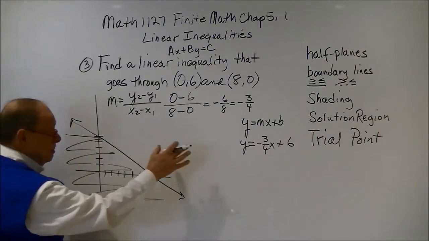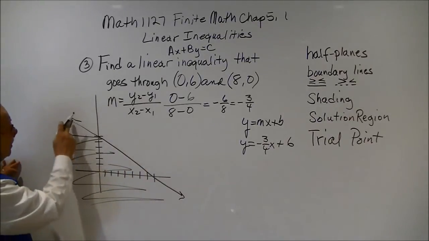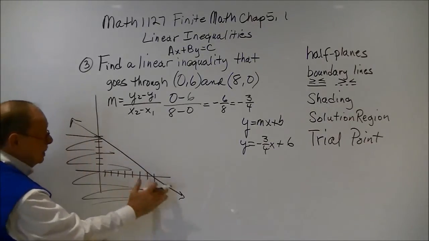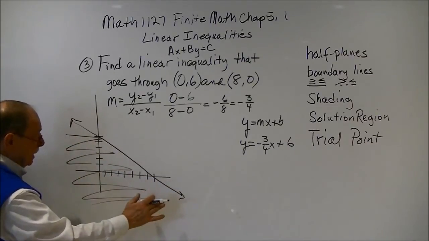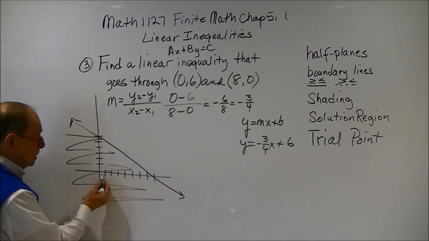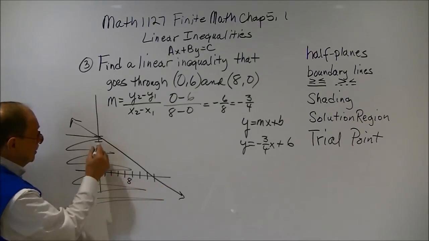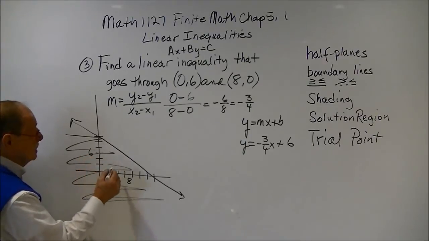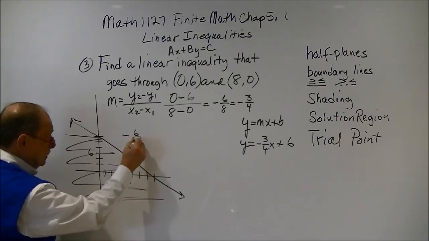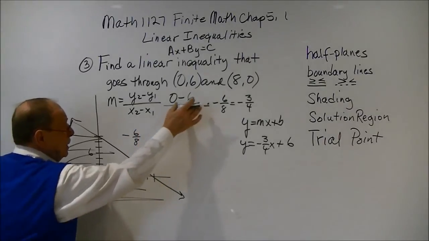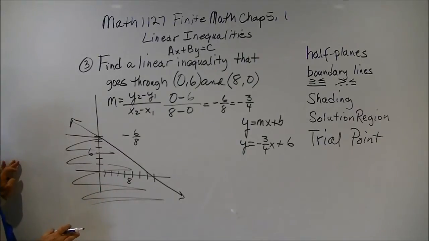Now we could have picked much of this information up from the graph. First of all, since it's starting high and going down, this is negative slope. And if we were to count the number of units here, there are 8. Number of units here, there are 6. And since it's negative slope, it's negative 6 over 8. I used these 2 points, but I could have picked it up from the graph as well.